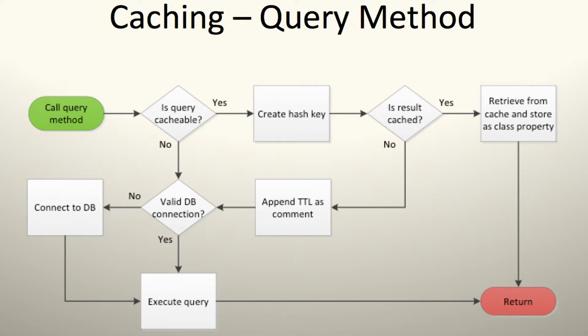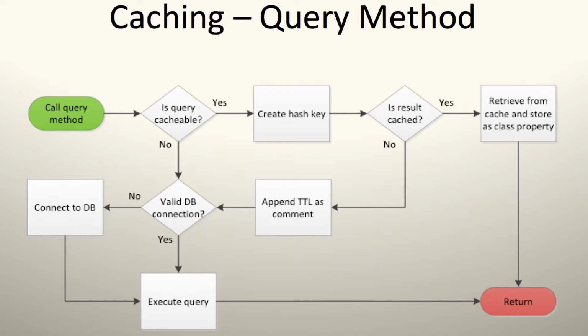So that's what this step is all the way on the right. Is result set cached? Yes, it is. So what we want to do is retrieve that from the cache. We want to store that as a class property, because if you're decoupling your query from your retrieval of result sets, you're going to need that as soon as you actually want to grab your result sets.